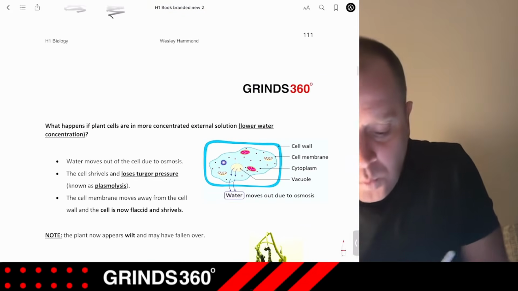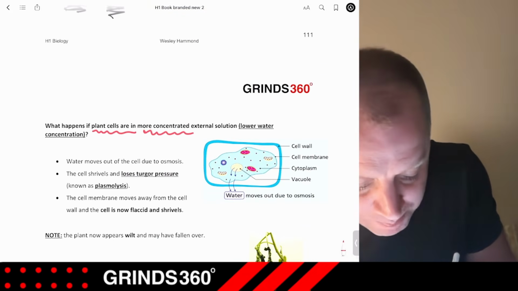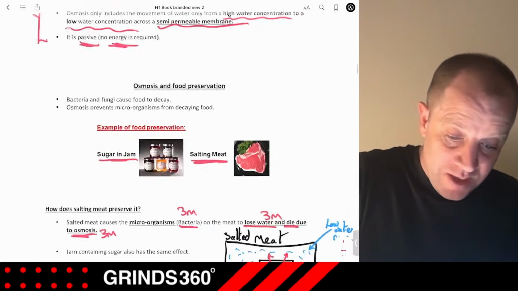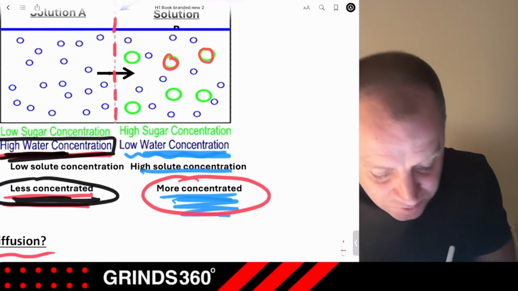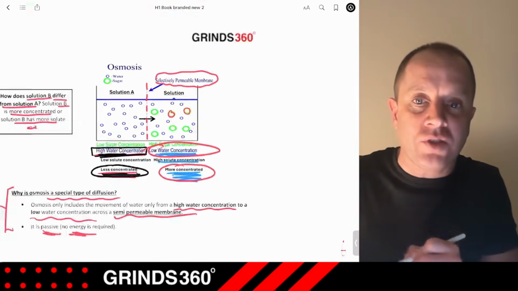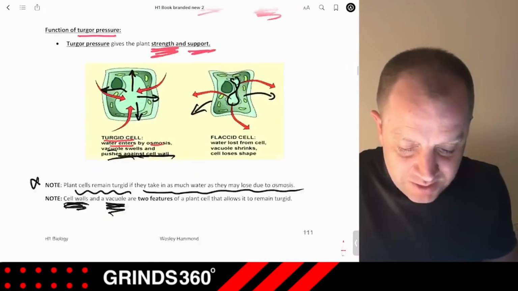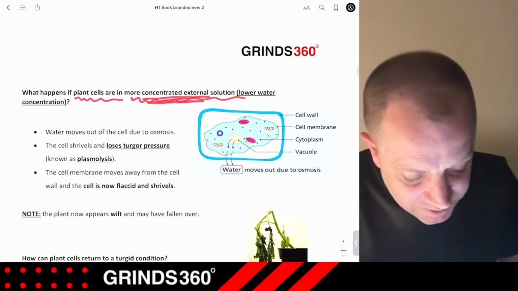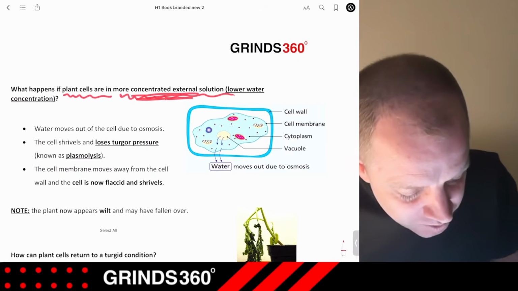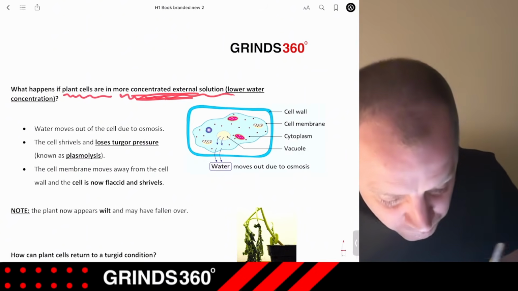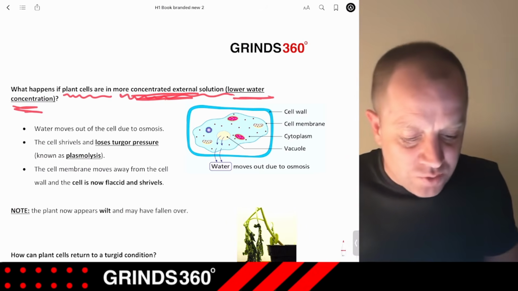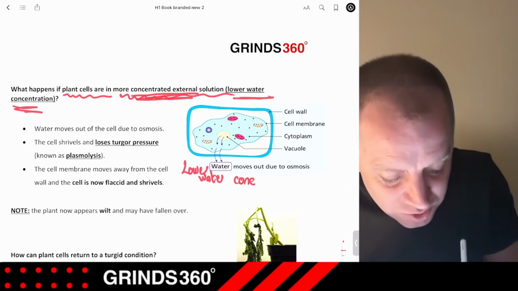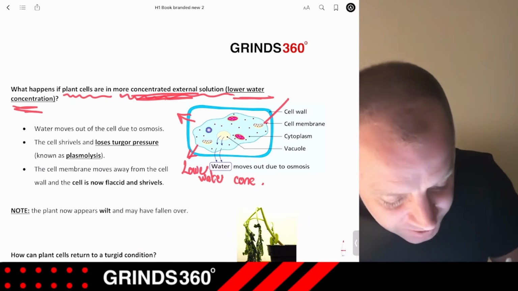Now, if you then look at this here, okay, what happens if plant cells are in a more concentrated external solution? We did the same for animals. Let's go through it for plants. If the solution is more concentrated, that means it's got a lower water concentration. So if plant cells are in a more concentrated solution, so outside the cell is more concentrated, which means it's got a lower water concentration, that means, due to osmosis, water leaves that cell.